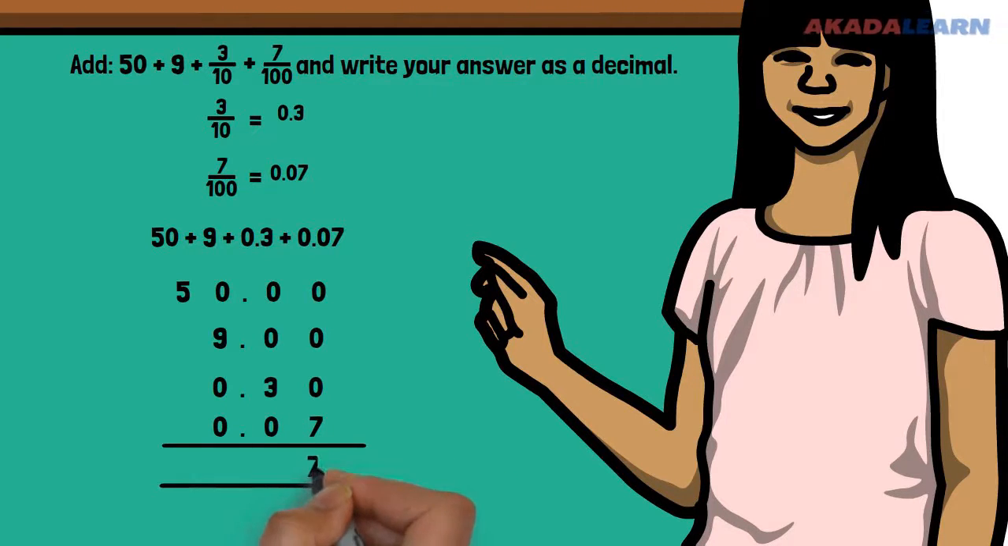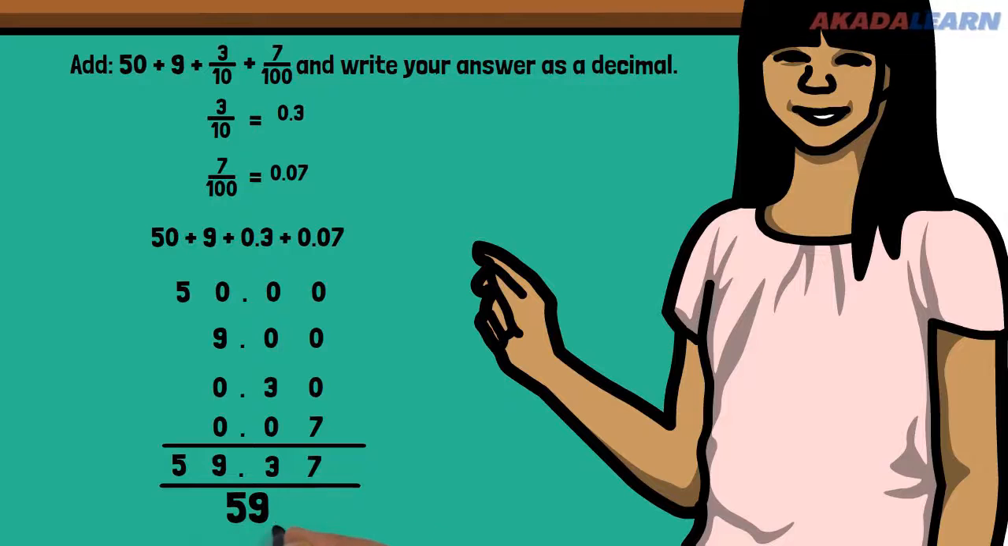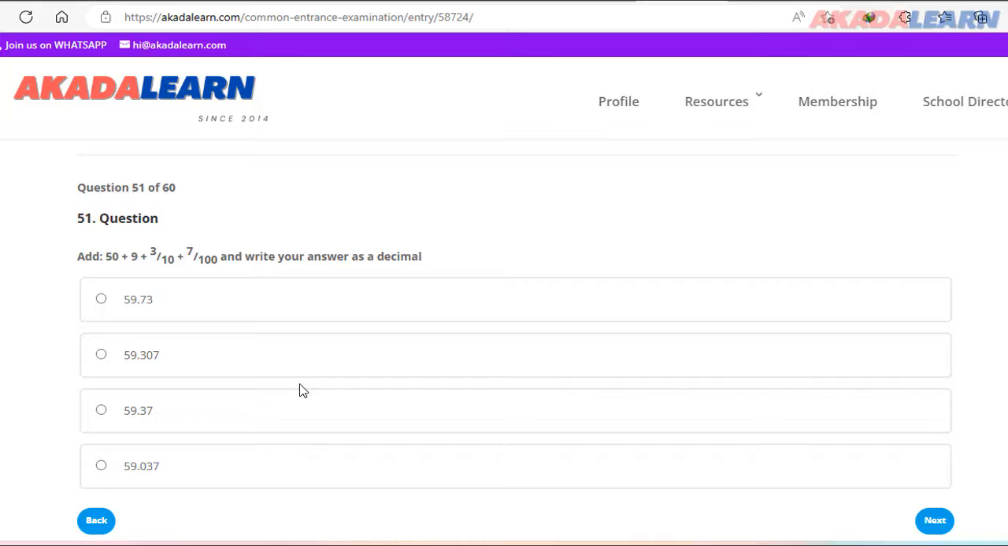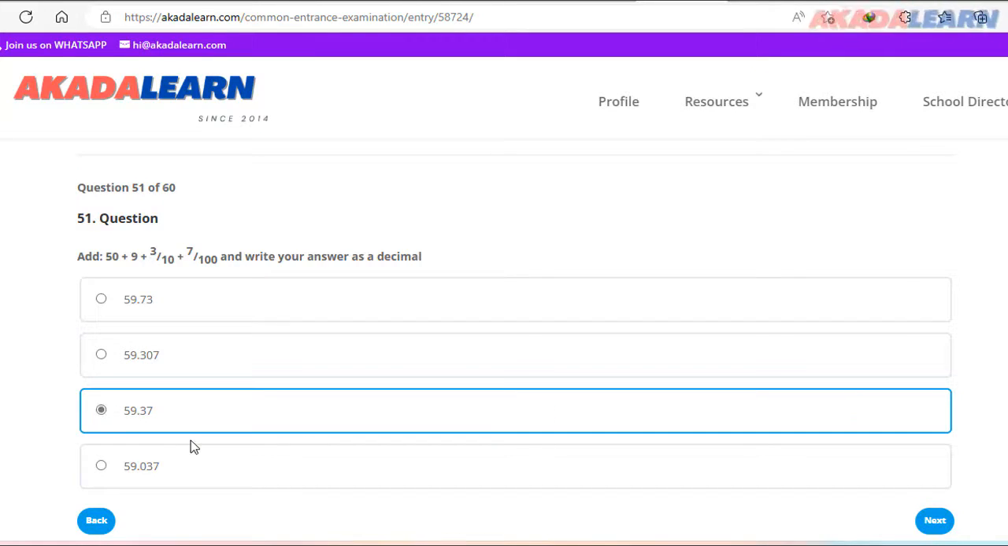So let's add them. So this is 7, this is 3, then point, this is 9, and last but not least, this is 5. So your final answer will be 59.37. And of course the answer is this option, which is our final answer.